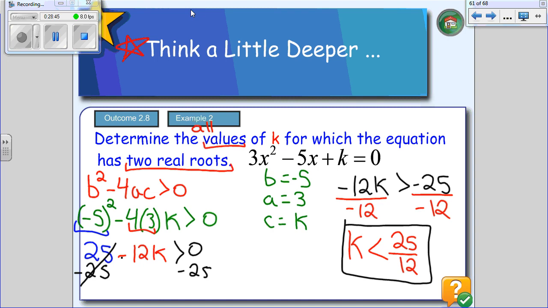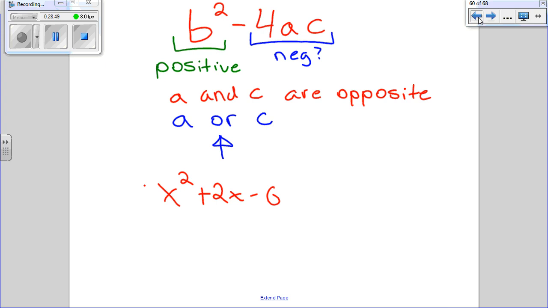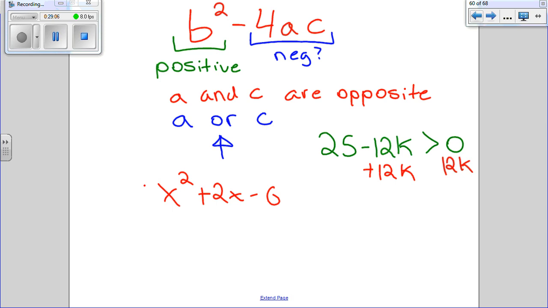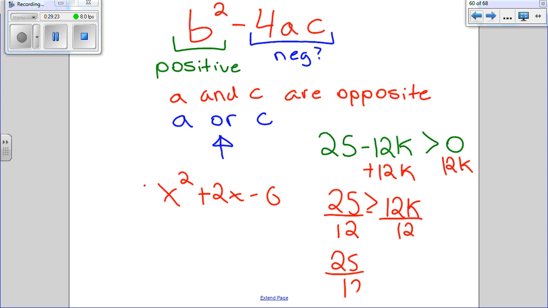As you get better at math, you get better at seeing things. So if I was to solve this question, I would have added 12k to the other side, because I hate doing extra steps, but I also hate dividing by negatives, because it always screws us up. So that would give me 25 greater than 12k. When I divide by 12, I don't need to flip the sign because now it's a positive 12. And if you look, that's the same answer, solved a different way. It also helps explain why you have to flip the symbol when you divide by a negative, because otherwise it wouldn't be right.